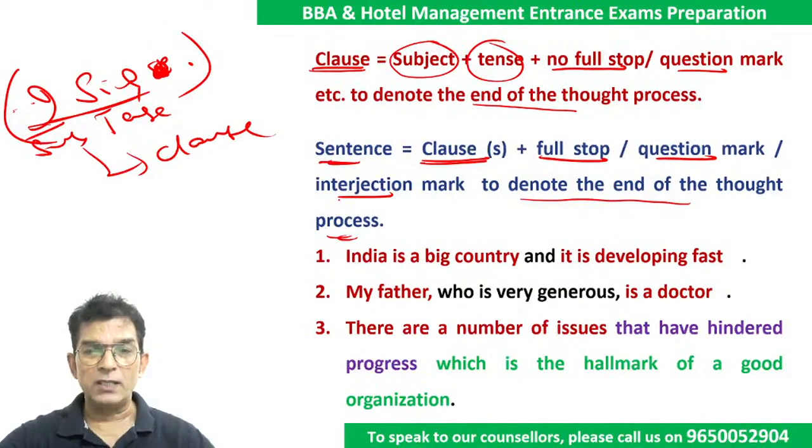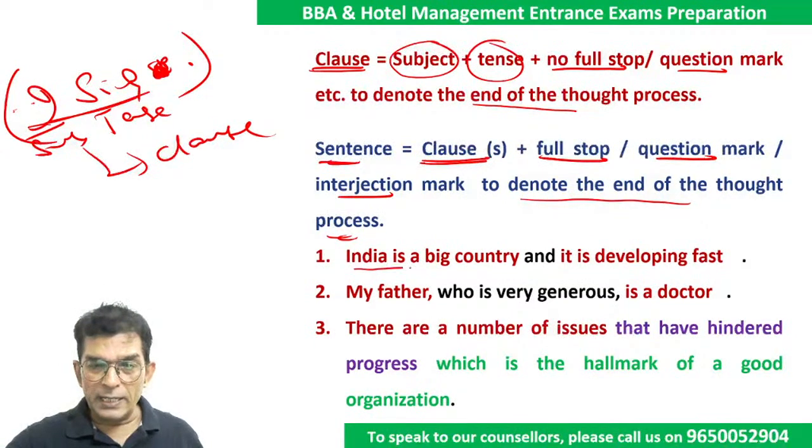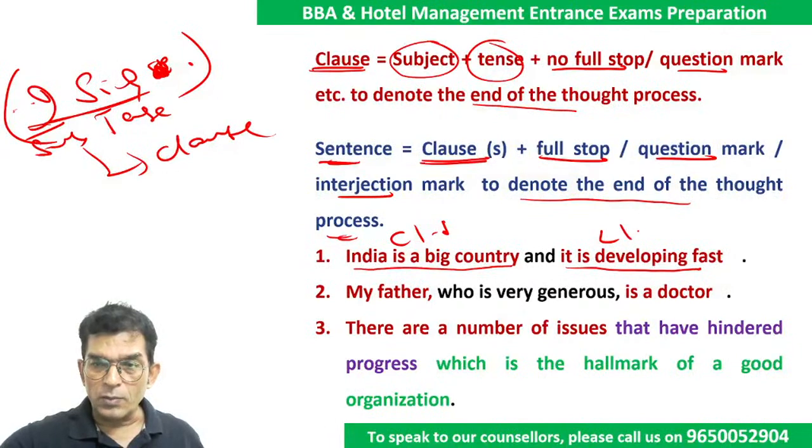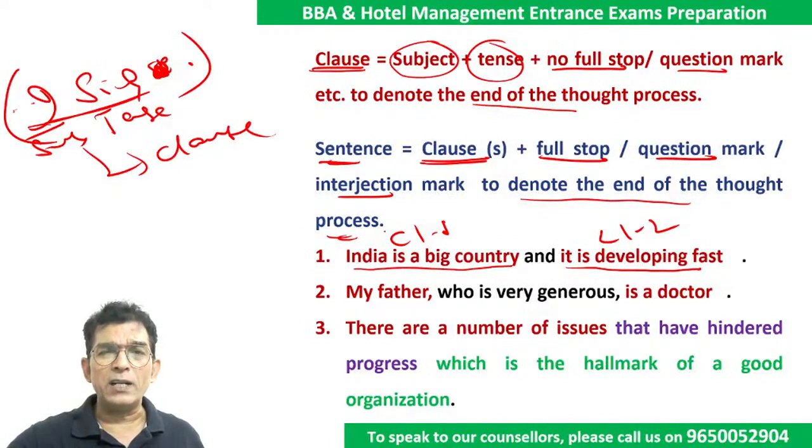Now let us check these sentences. You see, India is a big country is one clause and it is developing fast is another clause. This sentence contains two clauses. Clause number 1 and clause number 2. So, sir, how are you identifying these clauses?